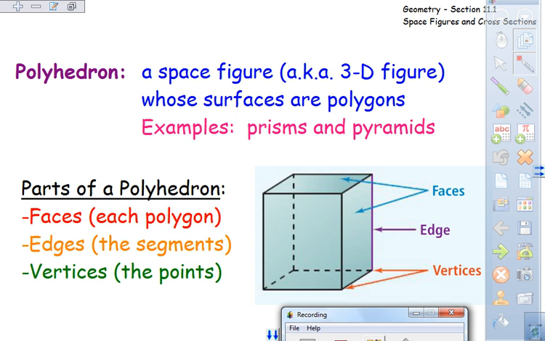So the faces are the polygons, so in this case the rectangles or the quadrilaterals. The edges would be all of these segments, so there's 4 on top, 4 lateral edges, and then 4 on the bottom base, and then there's vertices. And the vertices are just the points that are here.